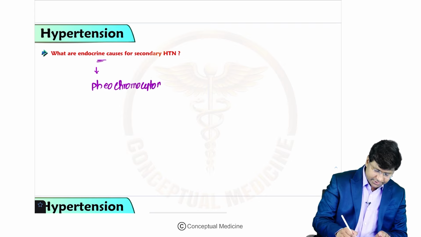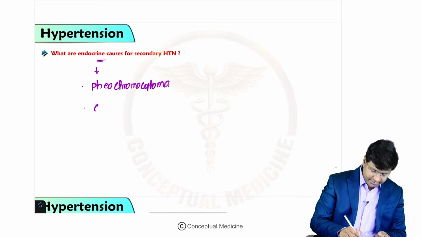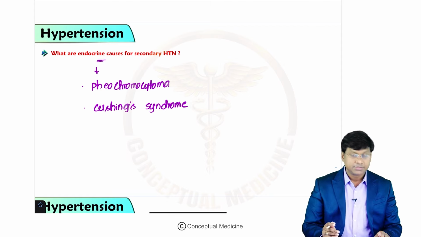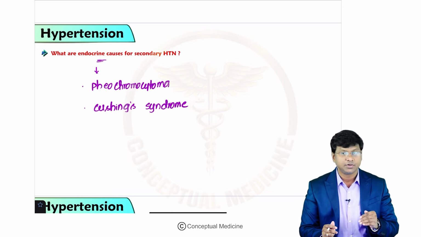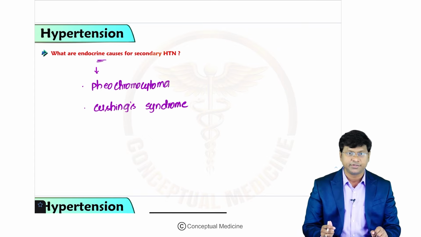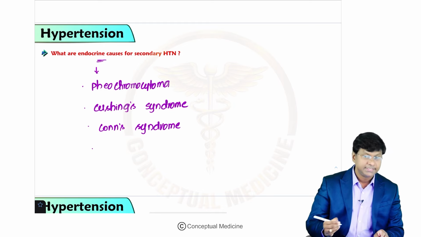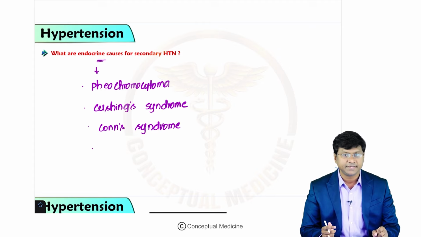So, pheochromocytoma, it is a tumor from the adrenal medulla where there is excessive release of catecholamines. Then Cushing's syndrome. So Cushing syndrome, it is a disorder of the adrenal cortex where there is excessive release of steroids which will make the individual land up in hypertension. Then we have the Conn syndrome. Conn syndrome is also a disorder from the adrenal cortex where there is excessive production of aldosterone, and that will make the individual develop hypertension.